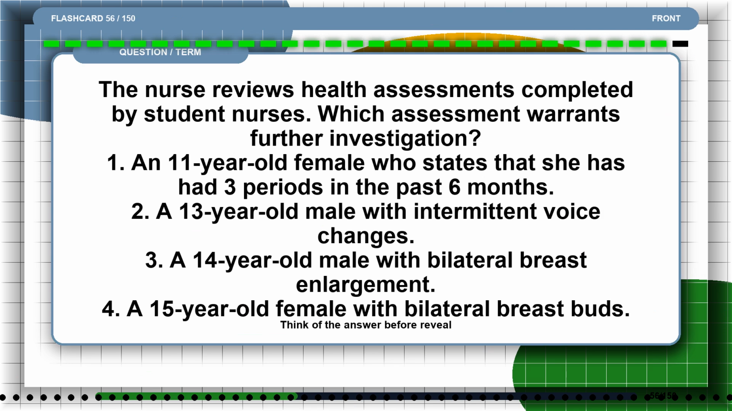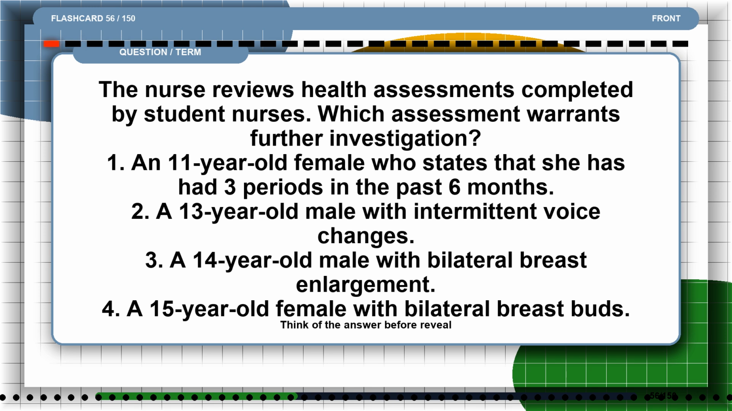Flashcard 56. The nurse reviews health assessments completed by student nurses. Which assessment warrants further investigation? 1. An 11-year-old female who states that she has had 3 periods in the past 6 months. 2. A 13-year-old male with intermittent voice changes. 3. A 14-year-old male with bilateral breast enlargement. 4. A 15-year-old female with bilateral breast buds.